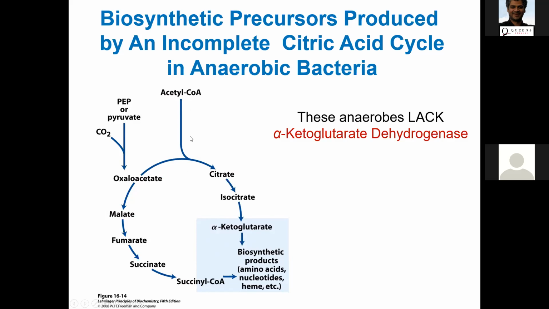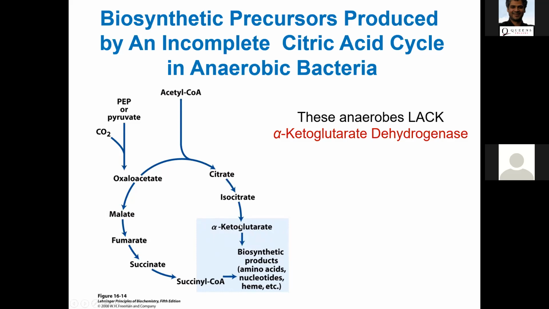So acetyl coenzyme A, when it's brought in, it turns out that you'll make citrate. They have enzymes for that. They will make isocitrate, so they do have citrate synthase. They have aconitase, and they will even convert isocitrate to alpha-ketoglutarate. So they even have the enzyme isocitrate dehydrogenase, but they will not have alpha-ketoglutarate dehydrogenase. As a result, alpha-ketoglutarate accumulates.